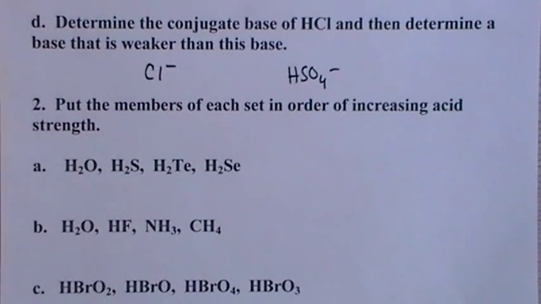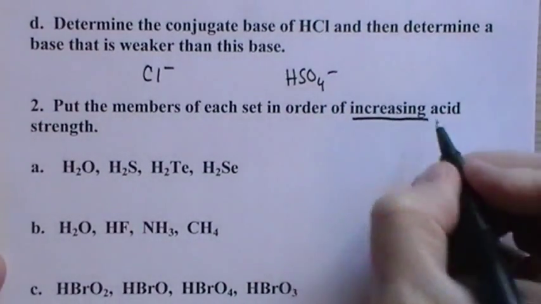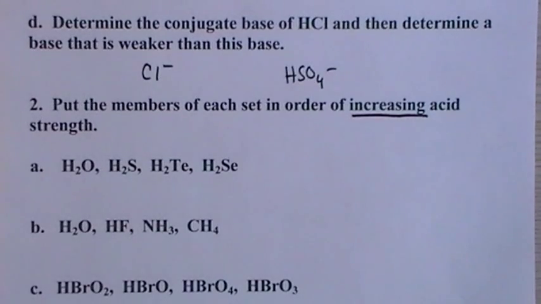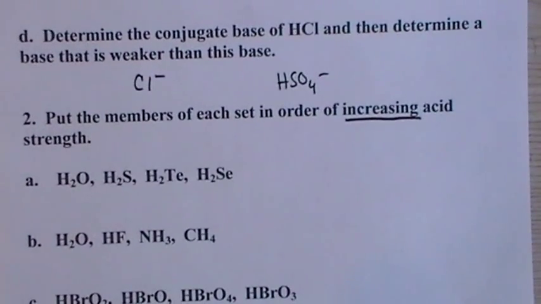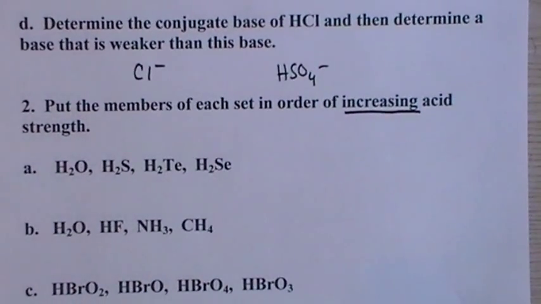Put the members of each set in order of increasing acid strength. So the big thing here is increasing. Make sure you get that right. On my exam, a lot of times people put them in the reverse order. Everything's right except they put them backwards, and we don't have to take away points, even though students say, well, I set them up that way. So I'll show you how to avoid any problems along that line.